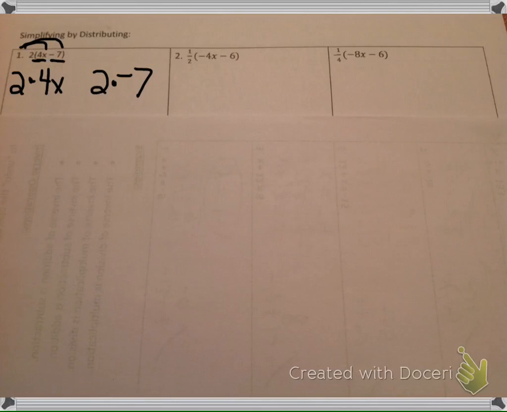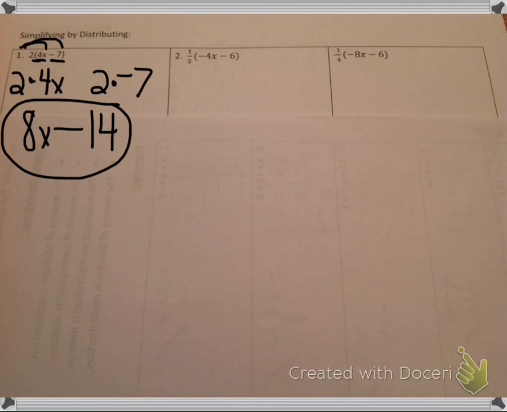So 2 times 4x, all you're going to do is 2 times 4, which is 8x. And then 2 times negative 7, is your answer positive or negative? It's a negative because you have one negative. And then 2 times 7 is 14. That's your simplified expression. Can't do anything else with that. I can't combine those terms because they're not like terms. We have 8x minus 14 simplified.